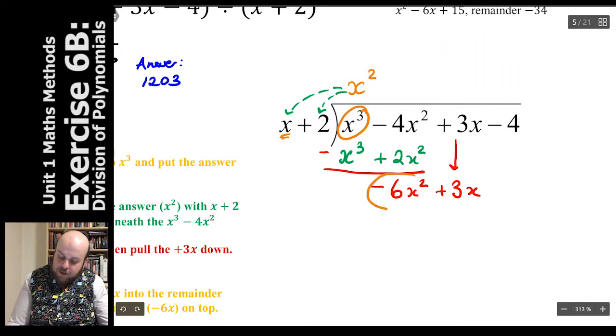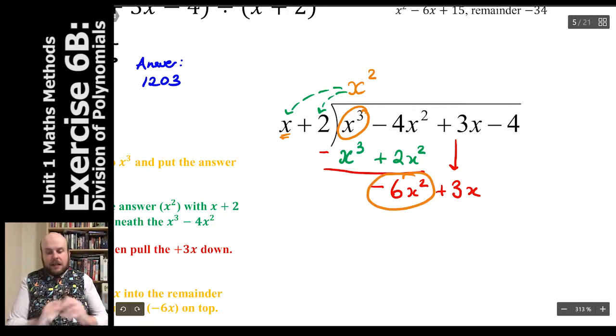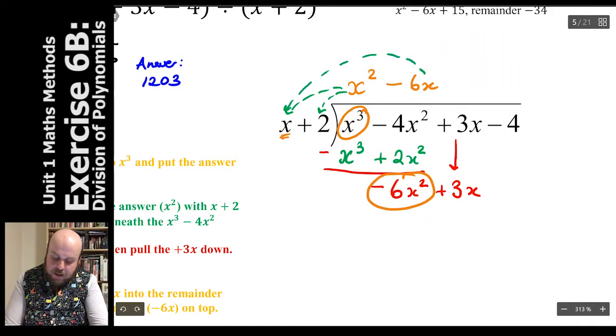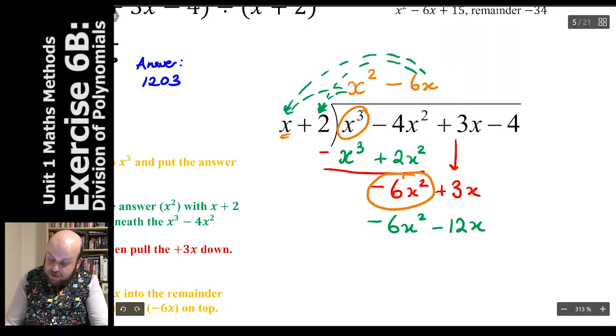Now I'm going to divide this little friend here. Negative 6x squared divided by x is going to be negative 6x, because negative 6x times x should be negative 6x squared. So I'm going to multiply this friend by these two now. Negative 6x times x is negative 6x squared. Negative 6x times positive 2 is negative 12x. And then we're going to do a little subtraction.